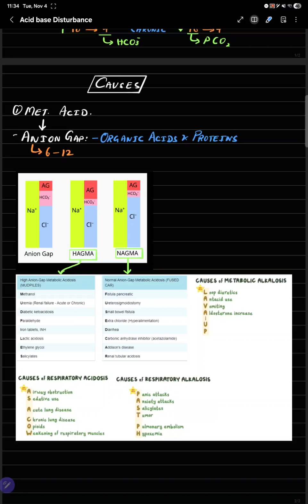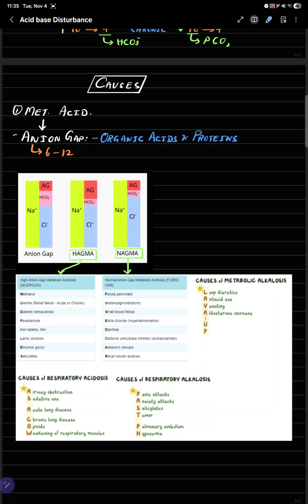The causes of normal anion gap metabolic acidosis can be remembered with the mnemonic FUSEDCARS, which includes fistula of pancreatic, most of the fistulas, and ureterosigmoidostomy, small bowel fistulas, and diarrhea, in which there is loss of bicarbonate, and renal tubular acidosis. For causes of metabolic alkalosis, we can use the mnemonic LAVA. And for causes of respiratory acidosis, you can imagine a slow breathing cow as a mnemonic.